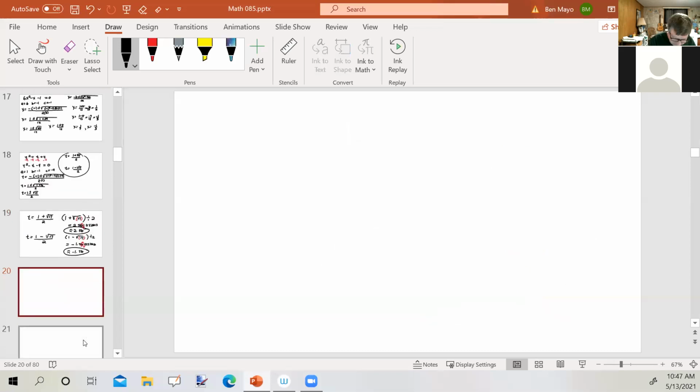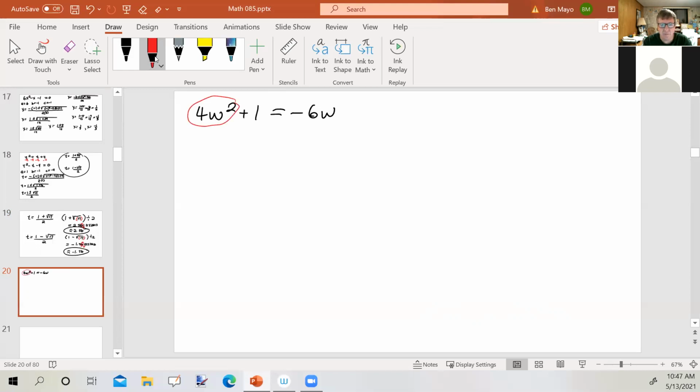This says 4w squared plus 1 equals negative 6w. So I want to put this equation that's in the variable w in standard form, or descending powers of w. I'm going to put everything on the left side of the equation because my leading term is going to be the w squared term. Again, I want that to have a positive coefficient.